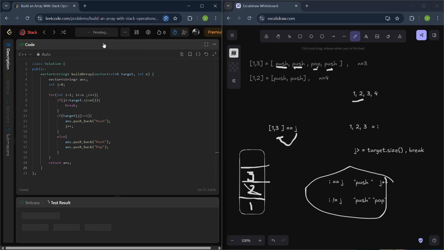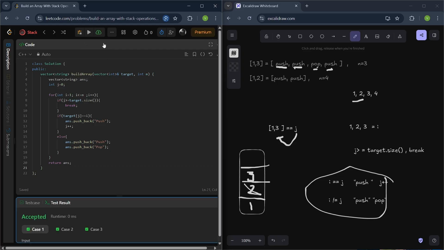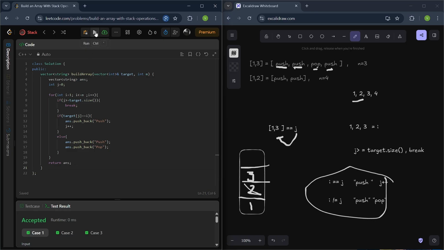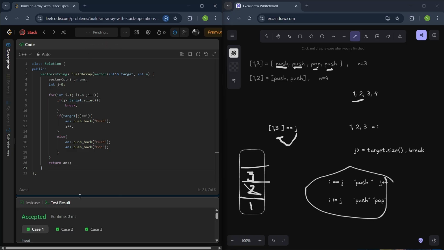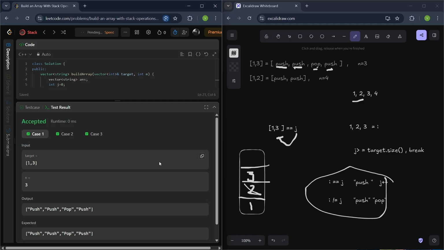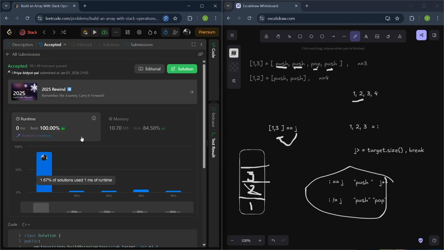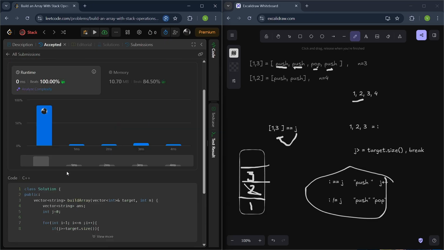Good. Now let's run it. I've just run it. Let me submit it. All conditions are accepted. On submitting, yes, it worked. Good. Looks good.